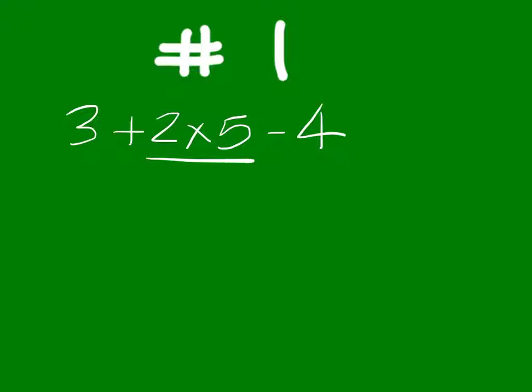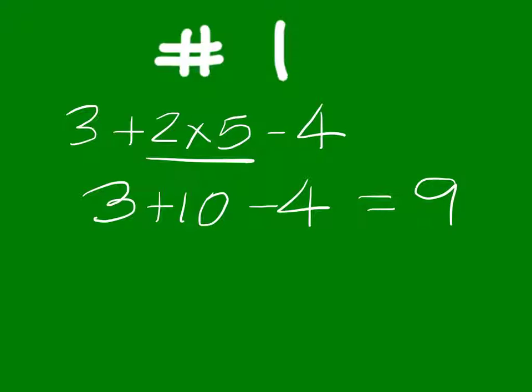You have to do 2 times 5 to get 10. And then 3 plus 10 is 13, minus 4 is 9.